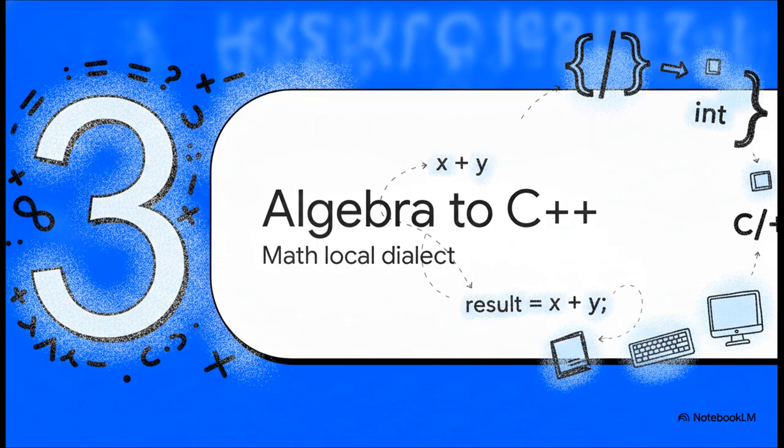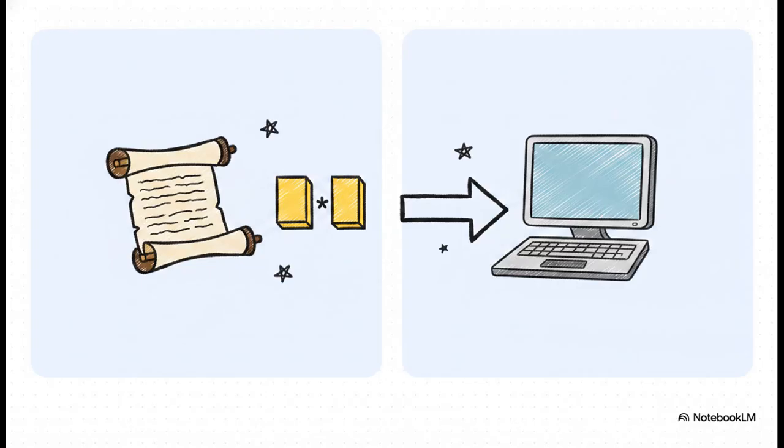All right, Section 3. Translating algebra to C++. Basically, learning the local dialect of math. So how do we take the algebra formulas you learn in school and make C++ understand them? Take the classic quadratic equation. Notice that in C++, it's not actually an equation, it's an assignment statement. The right side evaluates, and then bam, it gets assigned to y.